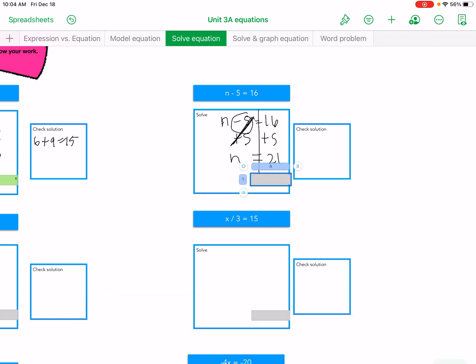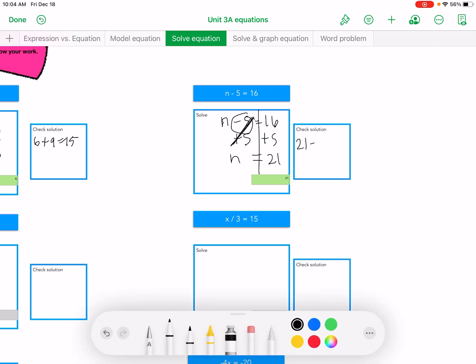I'm going to check my solution here. 21 is the value of n. 21 minus 5 equals 16.